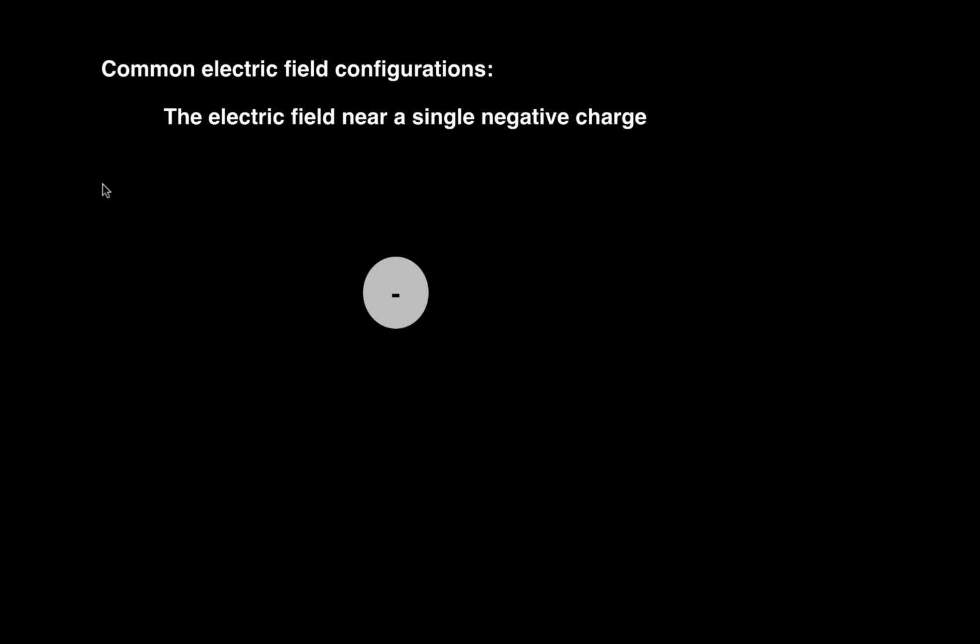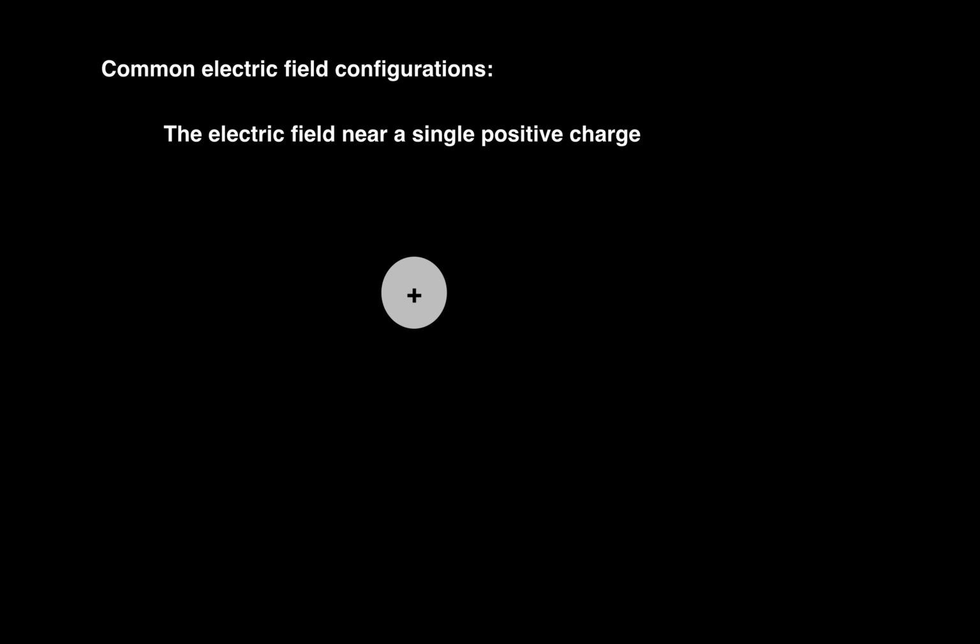Electric field near a single negative charge points at the charge. Remember that the electric field is the direction that a positive charge would go if it were placed at that location near the charge. You should also know the electric field near a single positive charge, which is away, because positive repels positive.